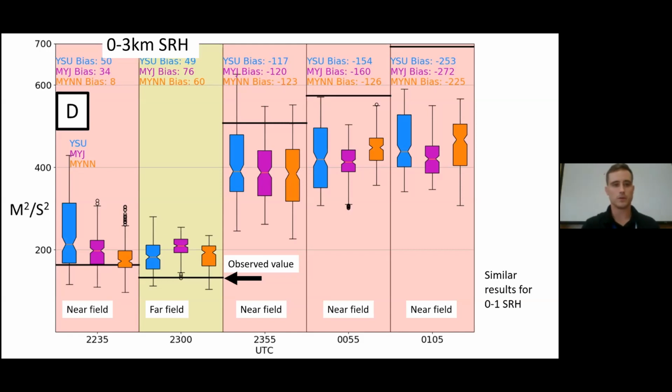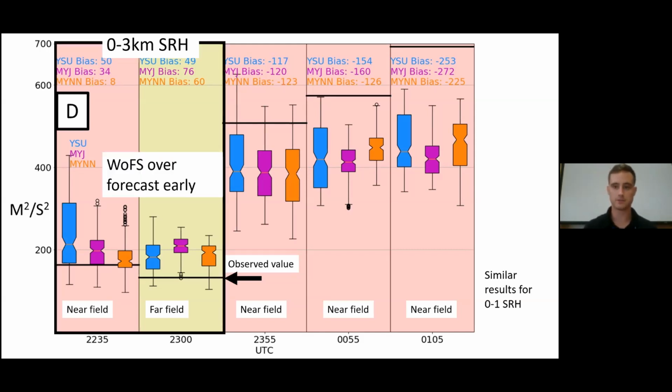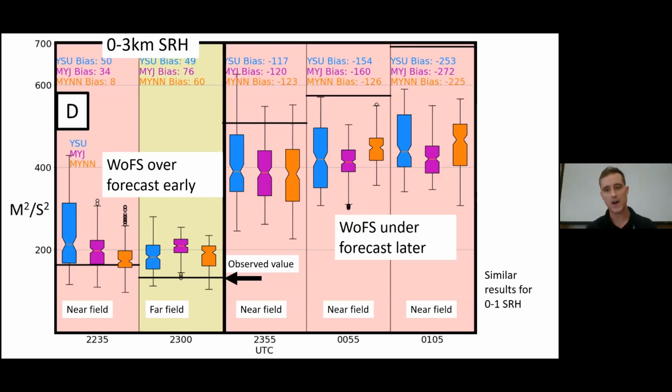And one thing I probably should have mentioned when I was looking at the MLK plot is that the black horizontal line represents the observed value. And so we can see here that in the earlier observations, one being near field and far field, WoFS slightly overforecasts SRH early, but then later on, it actually underforecasts SRH. And so we can see that the SRH in the environment is increasing due to the presence of the supercell in the evening and other contributing factors. WoFS does forecast that increase in SRH, but just not to the same extent that we see in the observations. And I also want to point out that none of these schemes consistently do better at predicting SRH than the other ones.